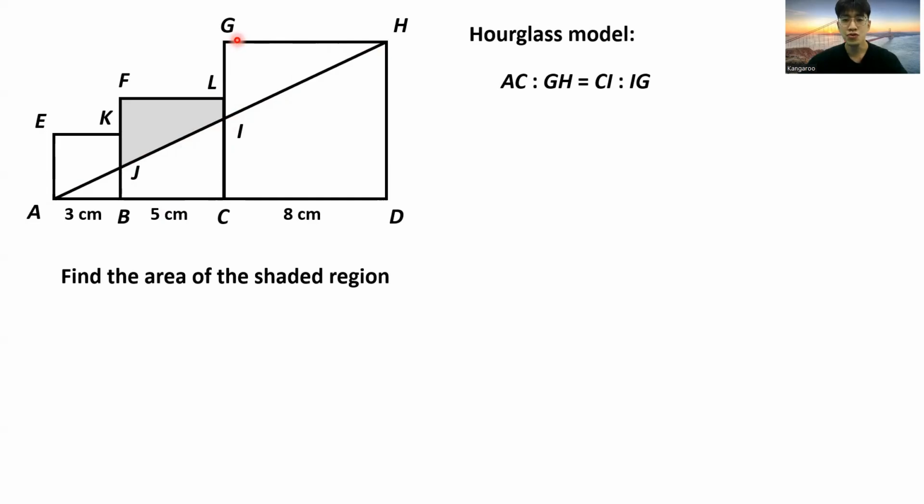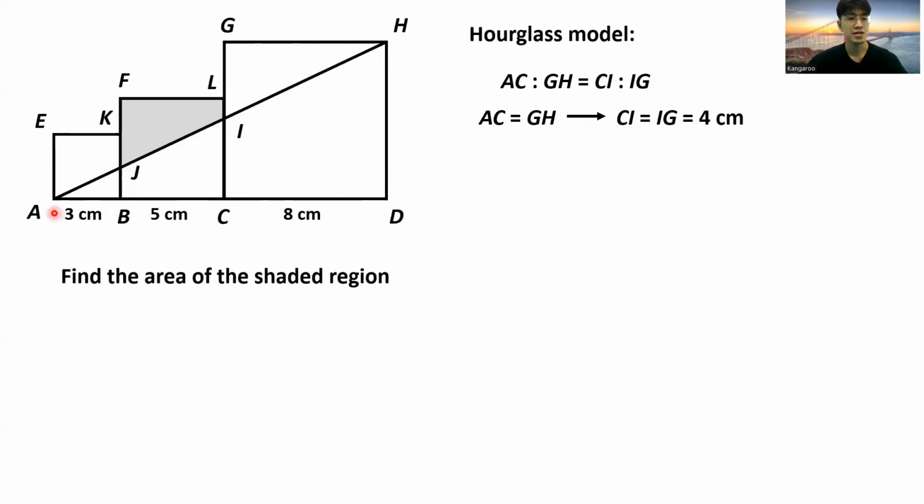And since we do know that the length of AC is just 8, and GH is also 8, it means that CI and IG must also have the same length. Therefore, since AC equals GH, CI also equals IG, so that GI and IC both equal 4 centimeters. Now, can you find a similar triangle in this shape?